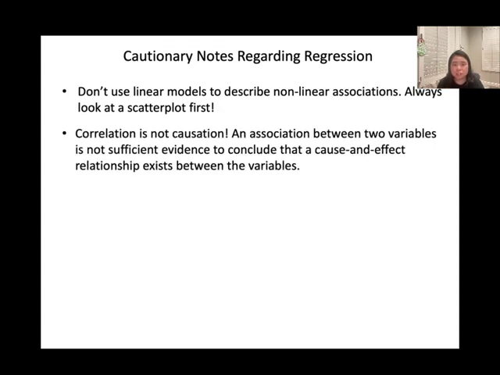Correlation is not causation, and association between two variables is not sufficient evidence to conclude that a cause and effect relationship exists between the variables. We talked about this already, right? We can only show that these two variables are associated with each other, but we cannot draw the conclusion saying one thing caused the other thing to happen.